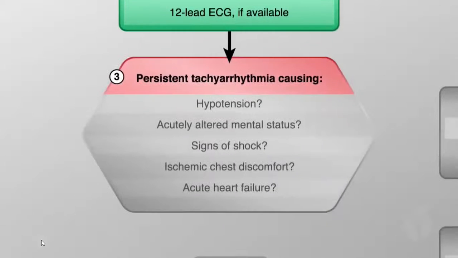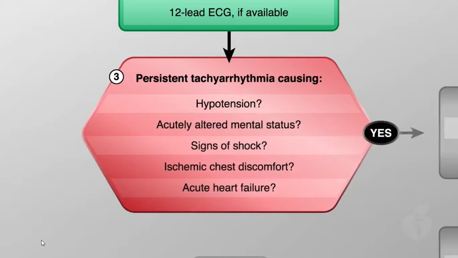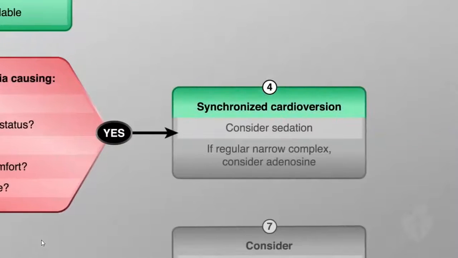The tachycardia is unstable if the patient demonstrates rate-related cardiovascular compromise with signs and symptoms such as hypotension, acutely altered mental status, signs of shock, ischemic chest discomfort, and acute heart failure. Immediate synchronized cardioversion is indicated. If time permits, establish IV access before cardioversion and administer sedation if the patient is conscious. However, don't delay cardioversion if the patient is extremely unstable.